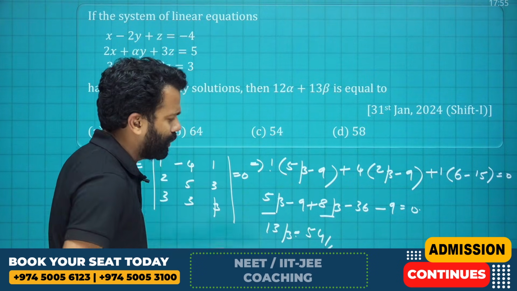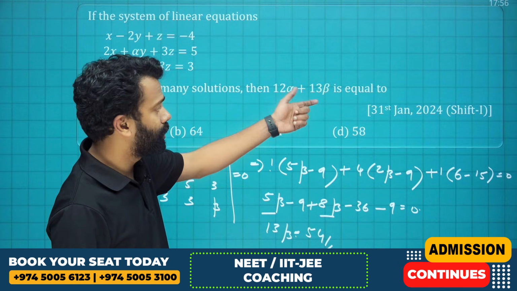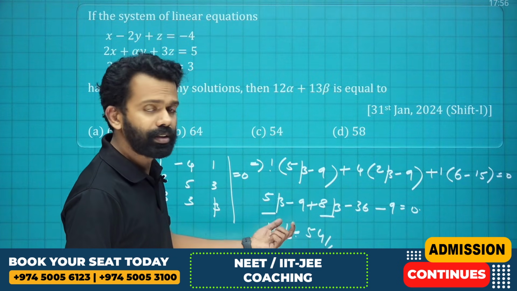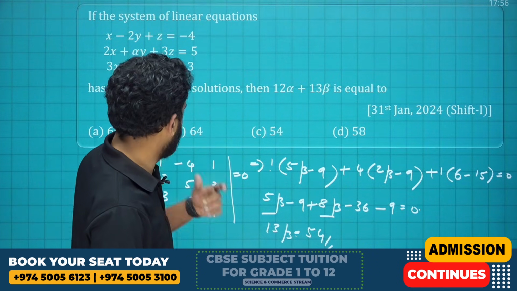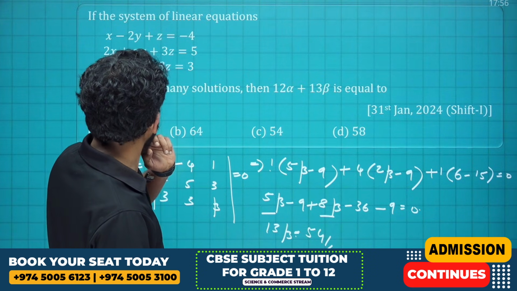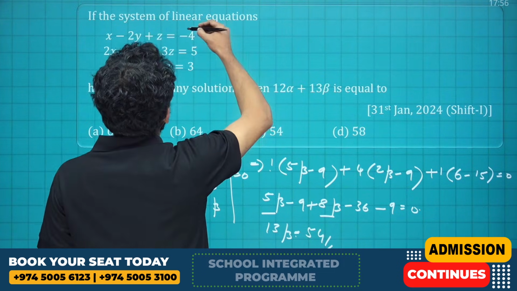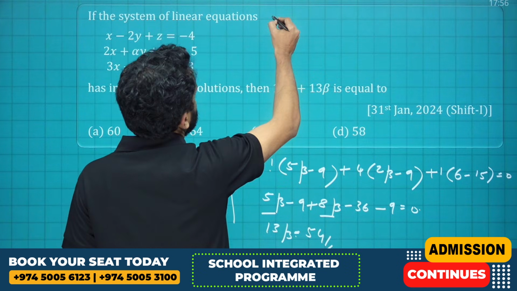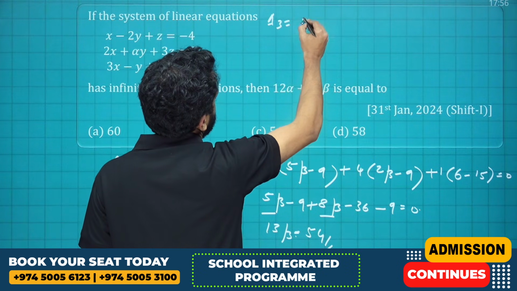Okay, we don't just need to find beta, we need to find 13 beta, the answer in terms of 13 beta. You already got 13 beta. What is 13 beta? 54. And we need to find alpha also, and for that we can use delta 3. We know that delta 3 is equal to 0.